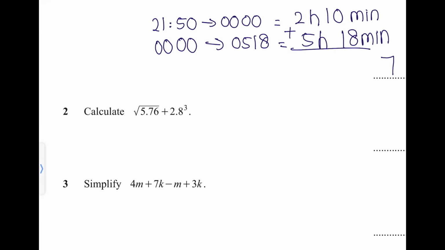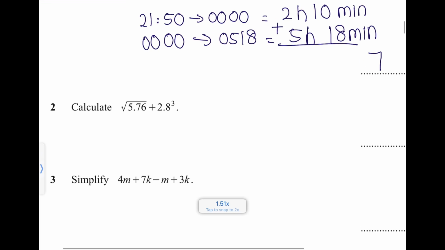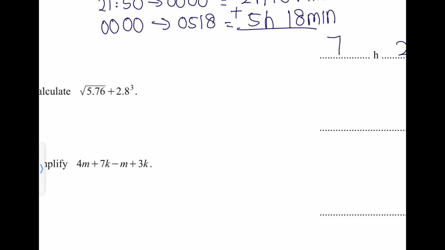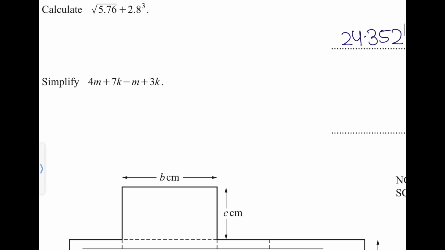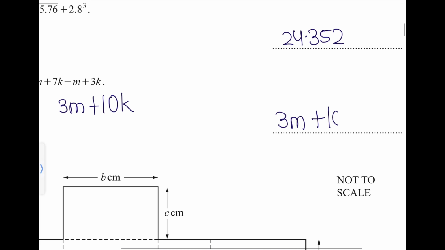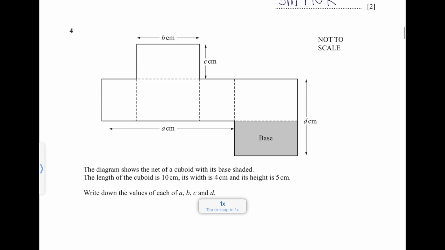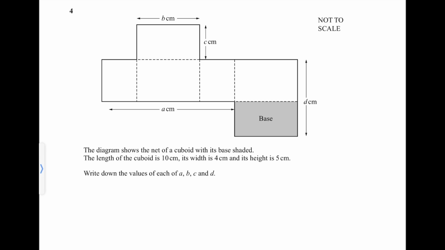Then it says calculate the square root of 5.76 plus 2.8 cubed. So that gives us 24.352. Now simplify 4m minus m, and 4m plus 7k minus m plus 3k. So 4m minus m would be 3m, and 7k plus 3k would be 10k. So 3m plus 10k.